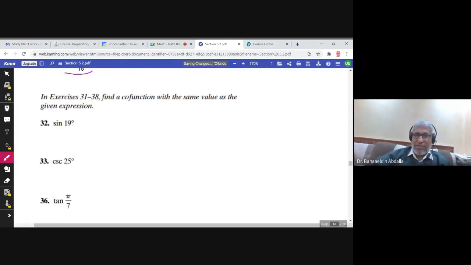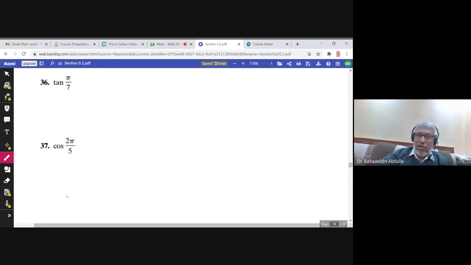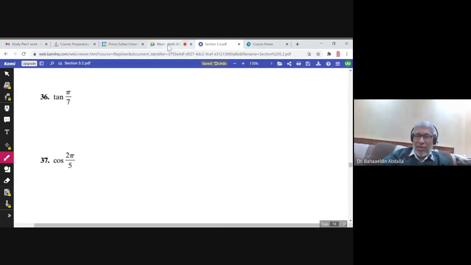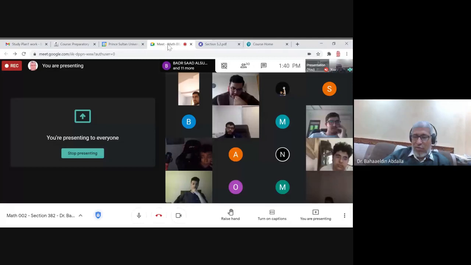Some exercise from the book, find cofunction with the same value, sine, cosecant, tan. Please do all of them similarly. I stop here and I open the floor for your questions.